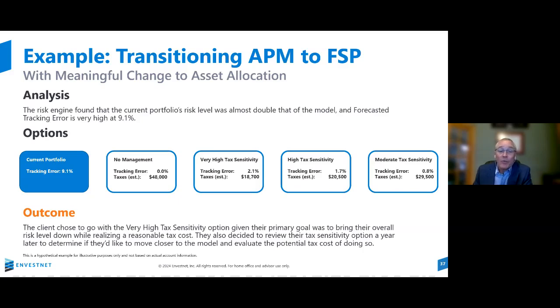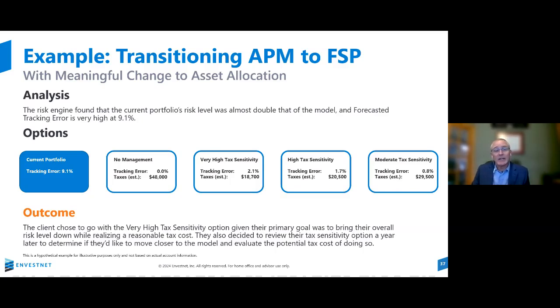Now, as I mentioned before, we're not saying we can eliminate taxes, and in this case, the client does need to de-risk, so there's going to be some type of tax consequence. But by choosing the very high tax sensitivity level, we got to a meaningful reduction in the tracking error, all the way down to 2% from 9%, and a meaningful reduction in the current year tax bill from $48,000 all the way down to $18,000. So in this case, the client chose the very high tax sensitivity level.